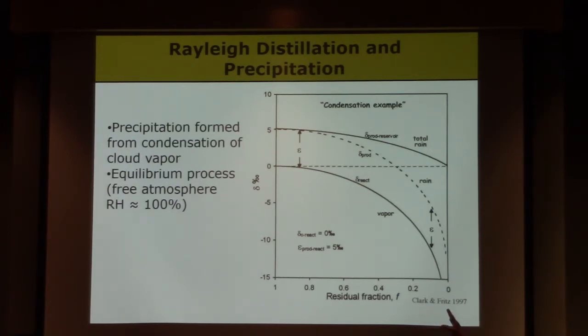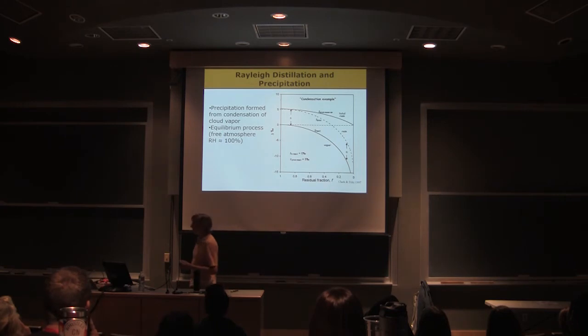Over time, as we remove more and more of our water, our reactant, our water vapor pool in the clouds gets lighter and lighter. But that product is always pinned to the composition of the vapor at any given time. And so even when we get out here to 10% of the water remaining, very, very dry air, we've got an equilibrium fractionation, and we're still producing rain that's offset by a fairly fixed amount.